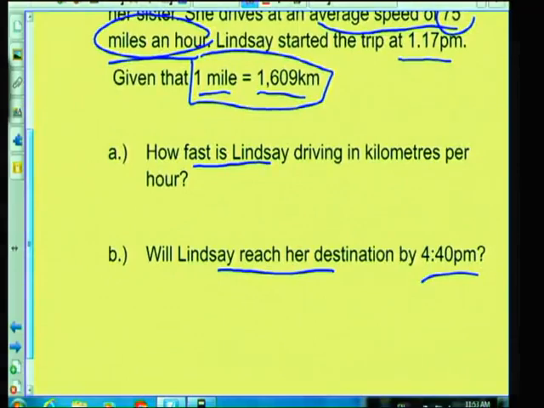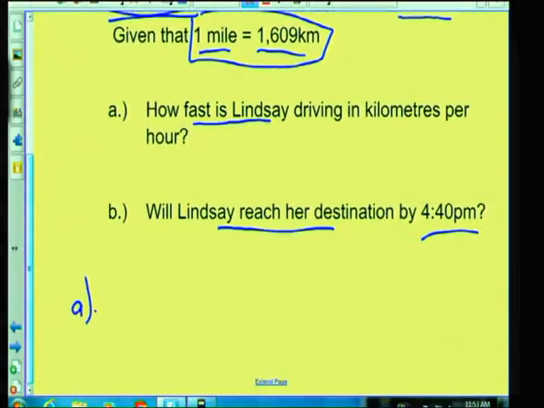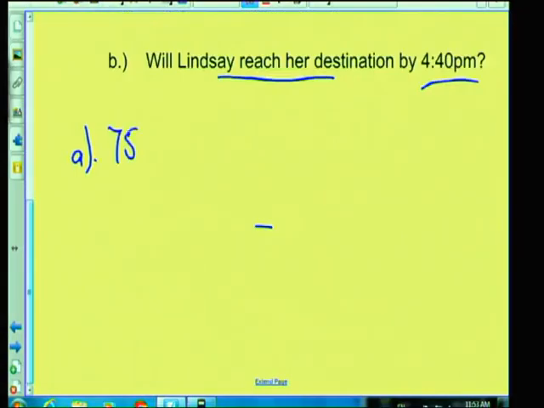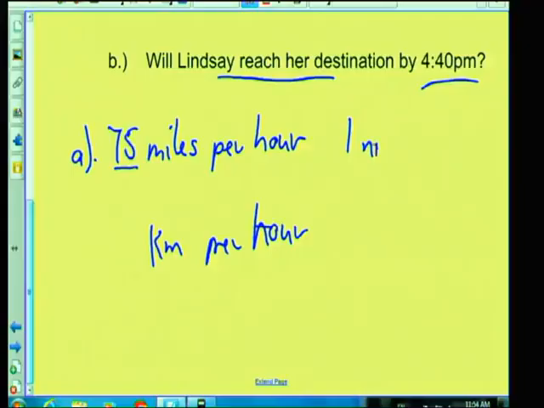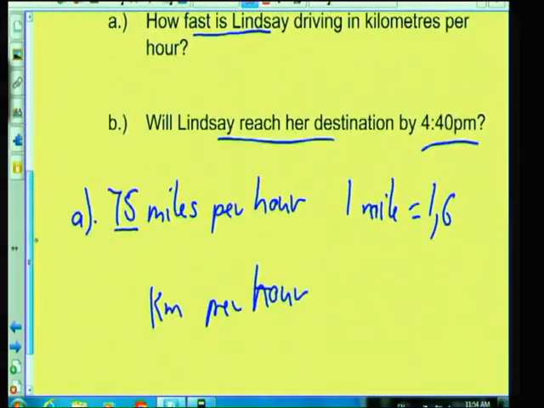So the first thing I'm going to do is write part A and just work down below. We're told that we've got 75 miles per hour. What we really need is we want to know how many kilometers that is per hour. So in 1 hour, we know that she does 75 miles. How many kilometers is that? Well, we were also told that 1 mile is equal to 1.609 kilometers.